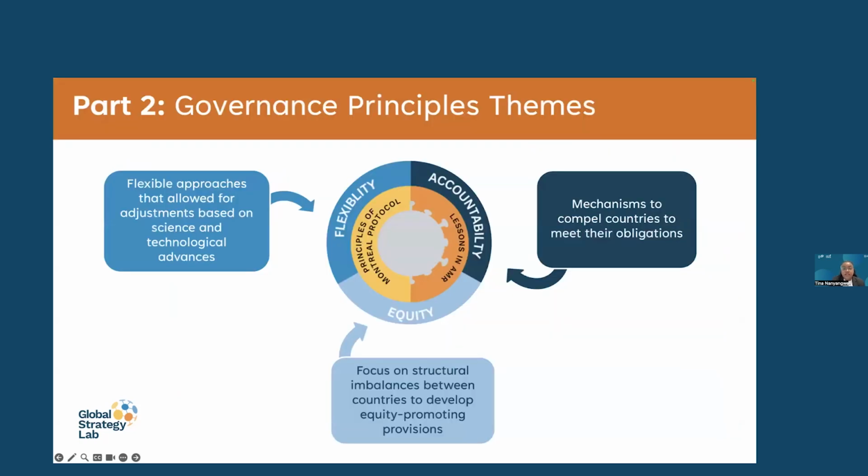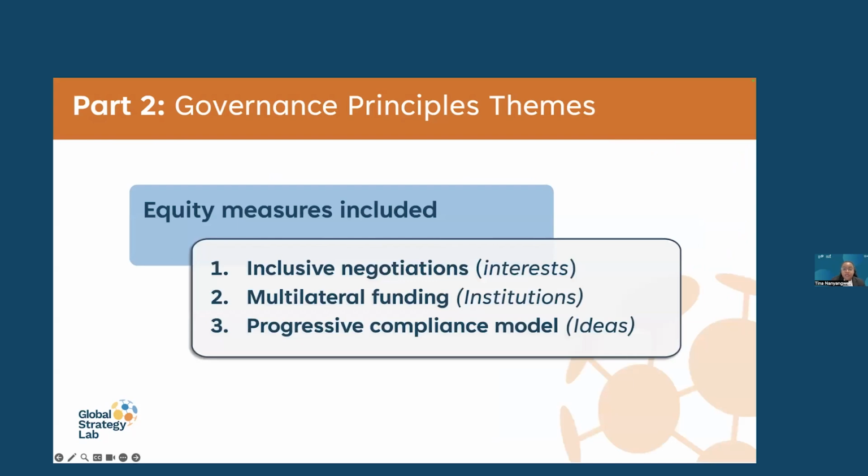So our study establishes that the Montreal Protocol's success is actually rooted in 9 governance principles that we inductively categorize under 3 themes, and that is equity, flexibility, and accountability. Momentarily, you will see how each of these principles played a very unique role in the protocol. So let's begin with equity provisions.